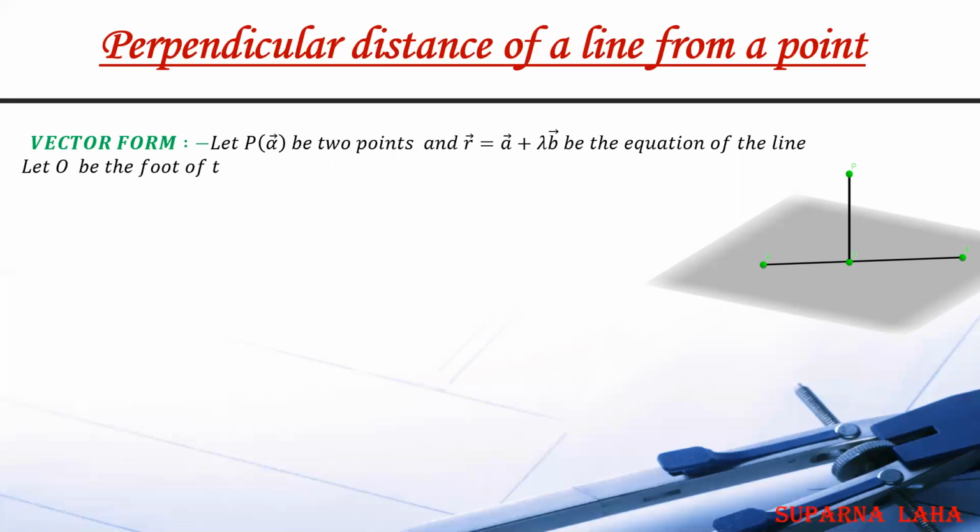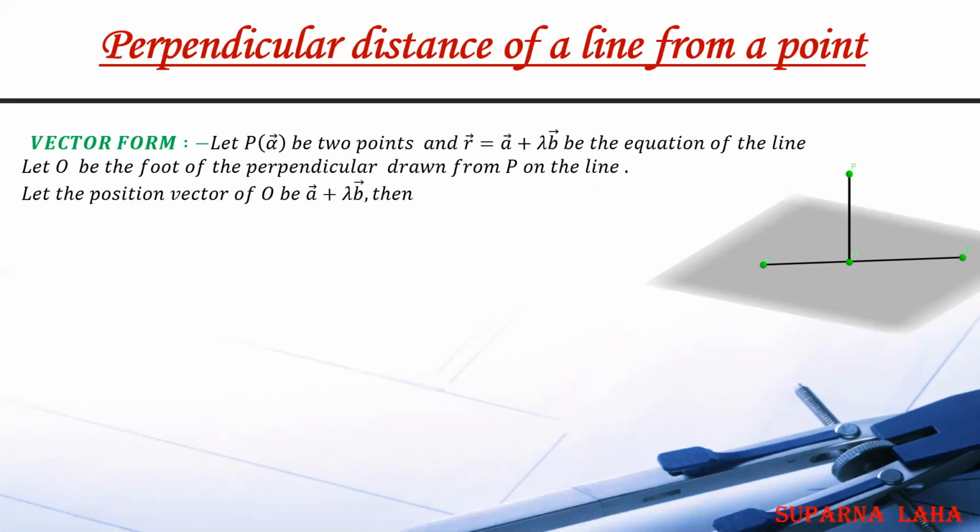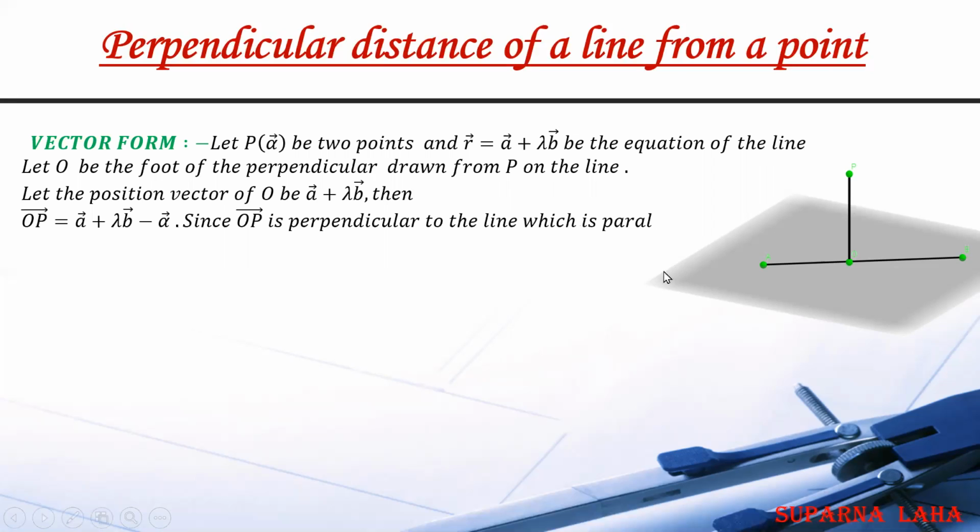So from this equation, same thing, you need to draw a perpendicular from P which touches the line AB at a point O. So O is the foot of the perpendicular. Now if the position vector of O is represented by vector A plus lambda into vector B, then OP, from O to P, is vector A plus lambda into vector B minus vector alpha.